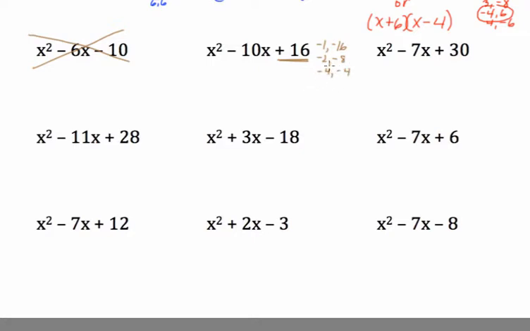And I'm listing all the factors. Feel free to stop when you find it. So x minus 2 times x minus 8. Negative 2 and negative 8 will multiply together to be positive 16 and add together to be negative 10.